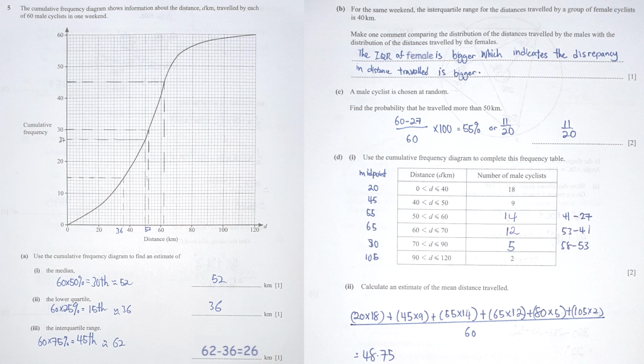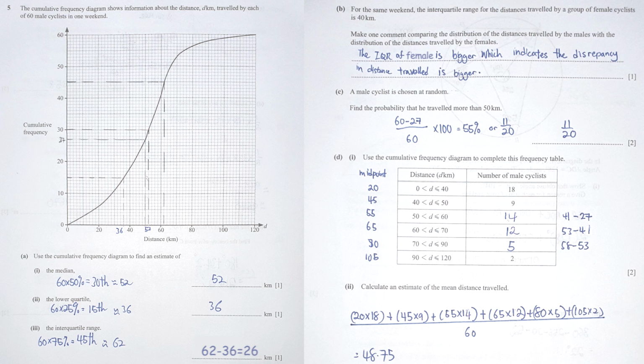Question B, the interquartile range for the distance traveled by a group of female cyclists is 40 kilometers. Make one comment comparing the distribution of the distance traveled by the male and the female. The interquartile range of the female cyclists is bigger, which indicates that the discrepancy between the distances traveled in the women's group is bigger. So you can mention difference, you can mention discrepancy, comparing between the male and the female.